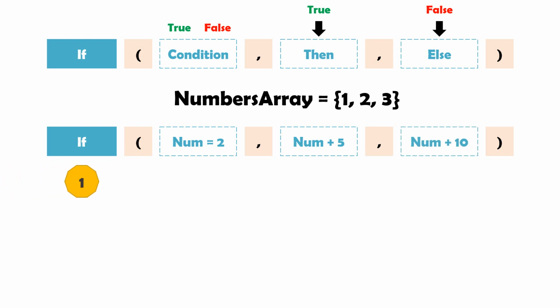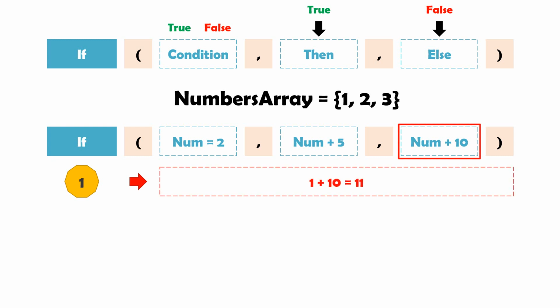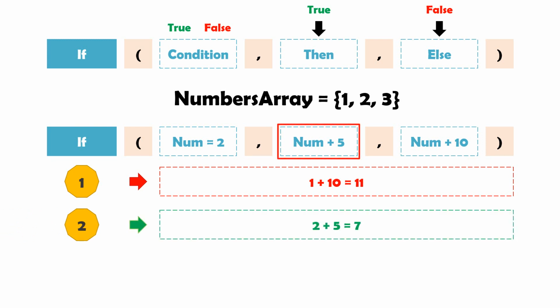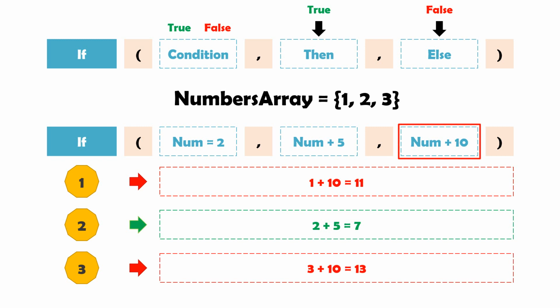First we have the number 1. 1 is not equal to 2, therefore calculation and else part is carried out. 1 plus 10 equals 11. The next number is 2. 2 is equal to 2, so the calculation and then part is carried out. 2 plus 5 equals 7. The last number is 3. 3 is not equal to 2, so the calculation and else part is carried out. 3 plus 10 equals 13.